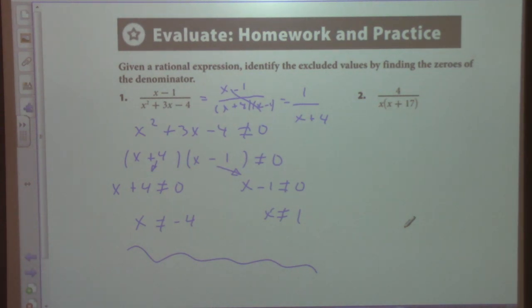Set your denominator to not equal to 0, like problem 1. Then you get 7. And then solve the same thing. What property of algebra allows you to do this, to set each of these equal to 0? Okay, it's called the zero factor property. What is zero factor property?